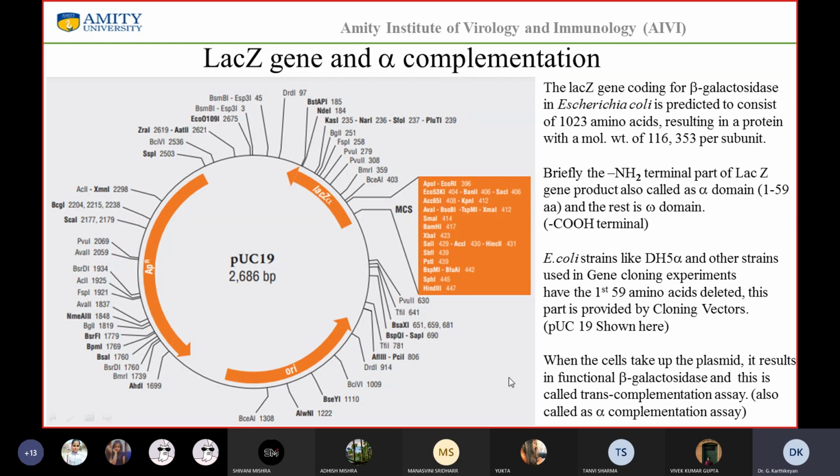Now when you use these cells and this plasmid, you have a functional complementation. The lacZ alpha peptide that is produced from the plasmid and the omega peptide that is produced by the host interact with each other, and that results in the functional beta-galactosidase. This is called trans complementation. It is more commonly called alpha complementation, but in a scientific way it is called trans complementation. Is that clear?